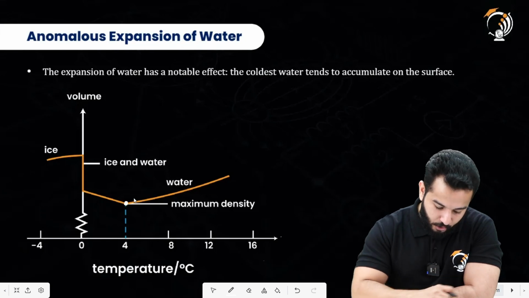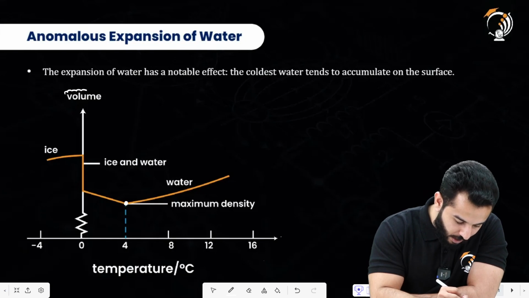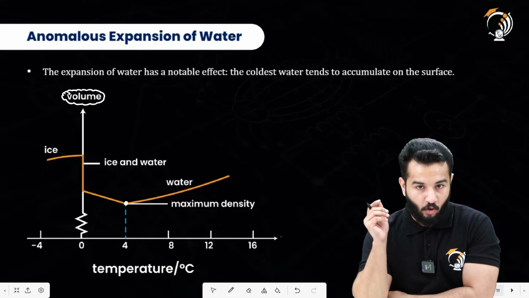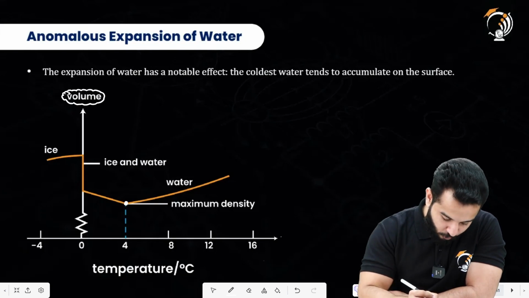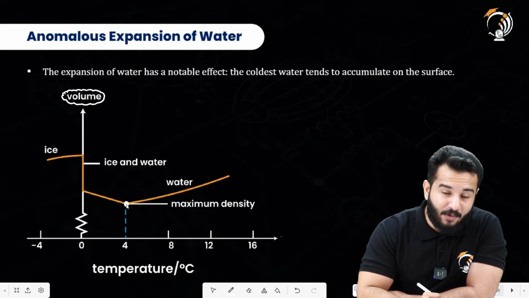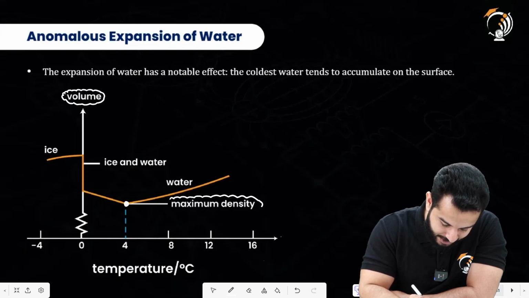Please try to read this graph. I'm going to help you out. Over here we have volume, so we are not talking about a density versus temperature graph, we are talking about a volume versus temperature graph. So if volume is going down, it basically means density is going up. We can see that at 4 degrees Celsius, we have the minimum volume. That means at 4 degrees Celsius, the water has the maximum density.